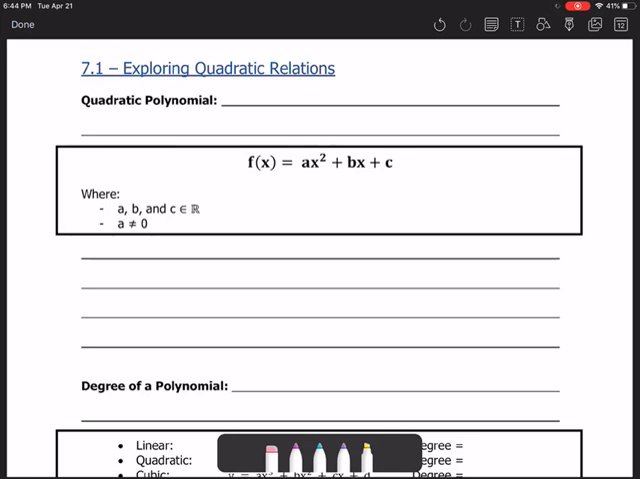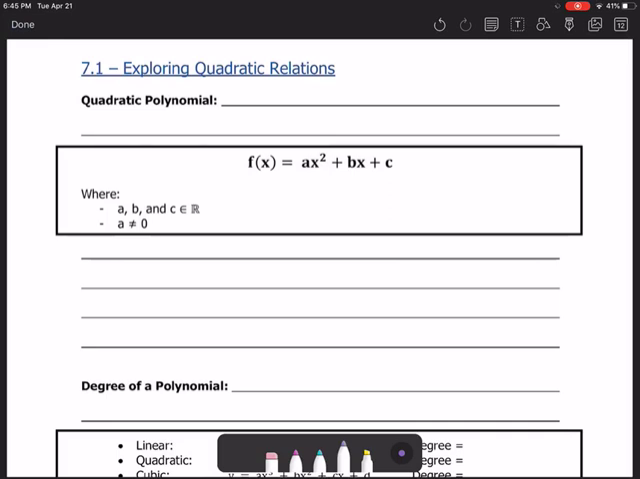So today we're going to talk about 7.1, which is exploring quadratic relations, which is really going to be the intro to this whole topic. There are a few definitions that we need to get through first, just to make sure that we understand the terminology. But after that, we're going to jump right into some math. So it's going to be dope.